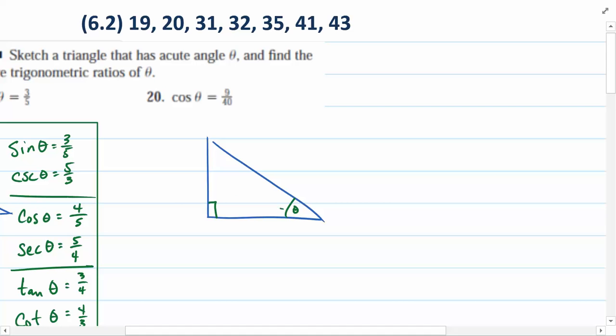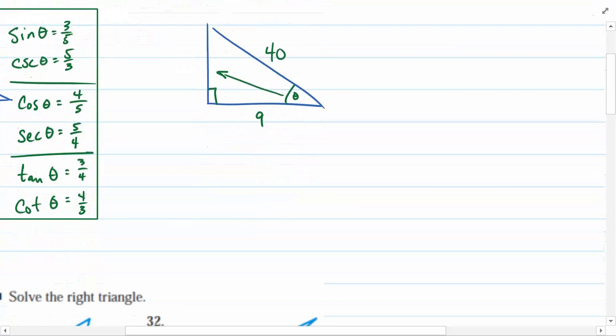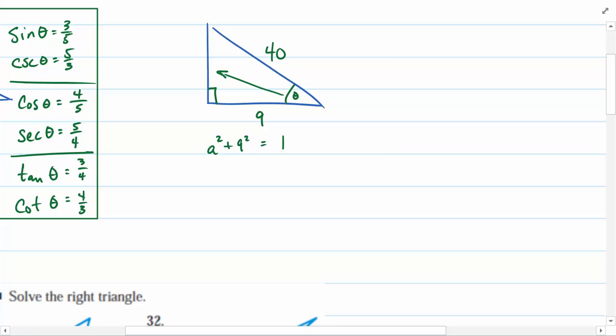Now the opposite side would be this one across from this angle, and I don't need the opposite here because I'm dealing with cosine. Cosine relies on the adjacent side divided by the hypotenuse. So the hypotenuse here is 40, the adjacent side is 9. We can use a quick Pythagorean equation to find this missing side over here. So a squared plus 9 squared is equal to 40 squared.